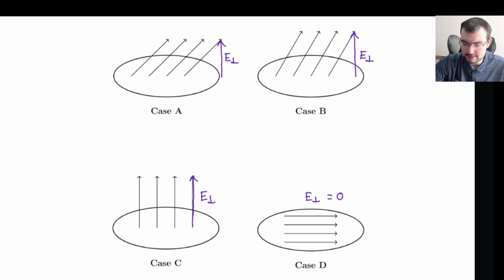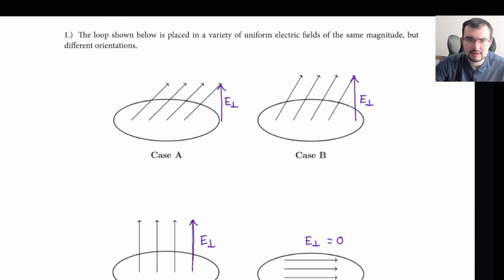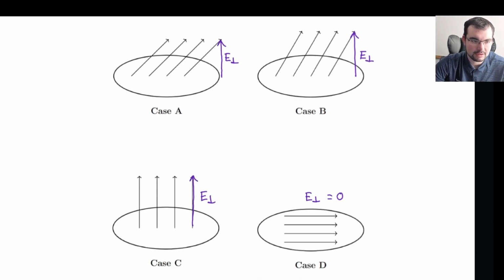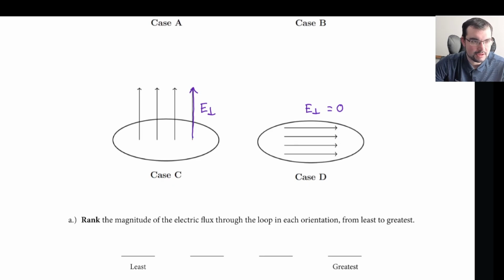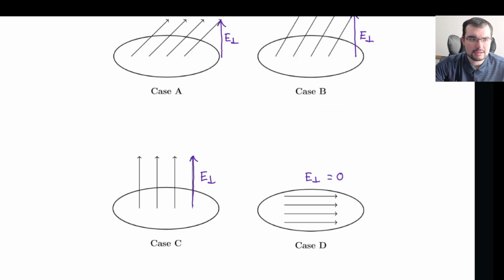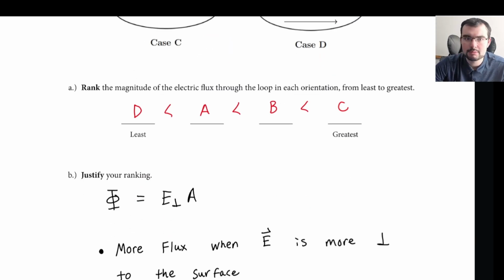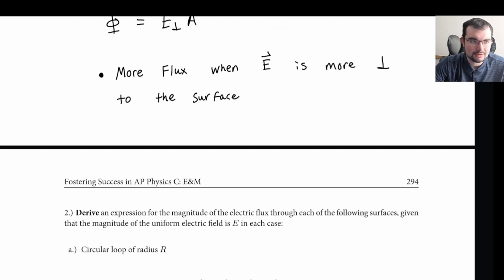So we see that in D, there is no E field piercing the surface. And in A, there's a little bit of the field piercing. In B, there's more of it piercing because it's more vertical. And in C, the entire field is piercing the surface. So D has the least flux, then A, then B, then C. And you can see that because it's all about this vertical component. So the larger the perpendicular component is, the larger the flux magnitude.